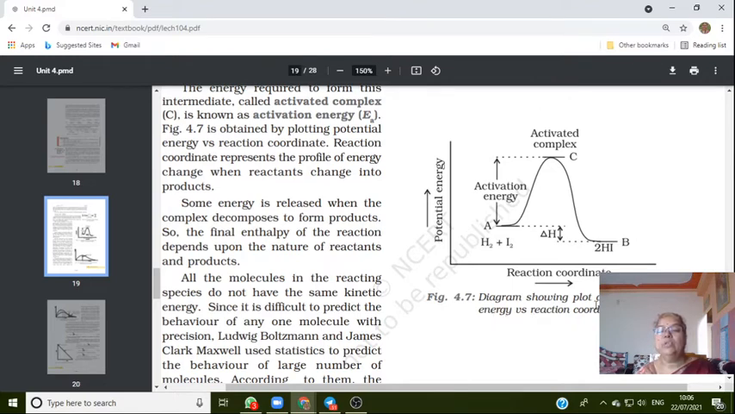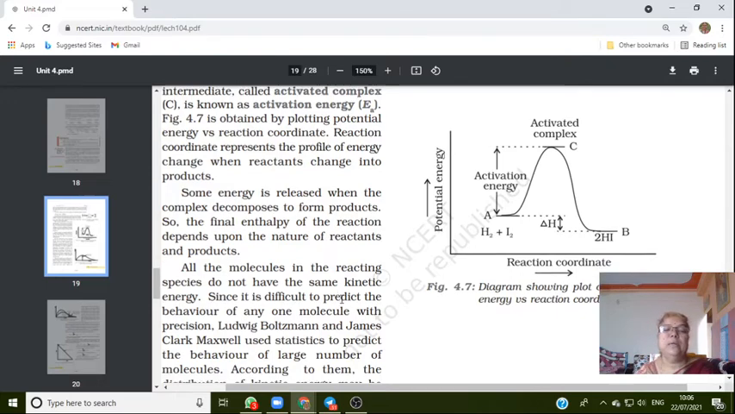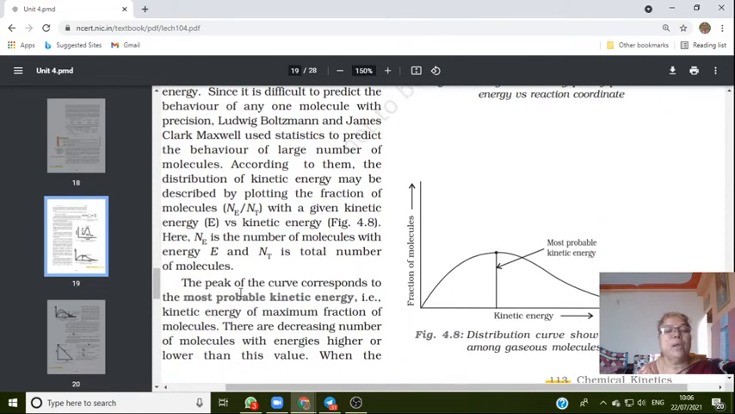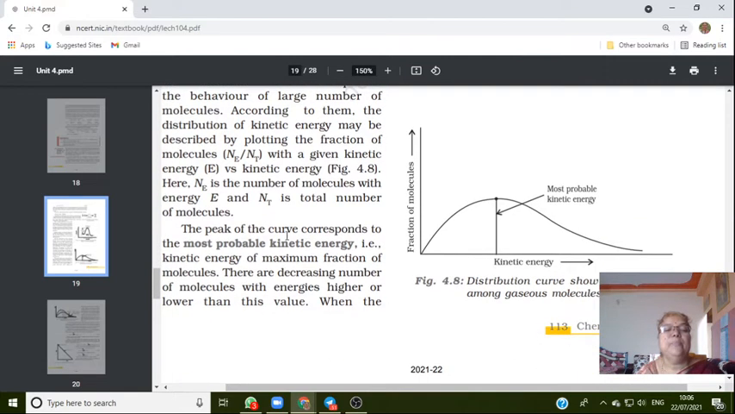This diagram shows the plot of potential energy versus reaction coordinate. Then here, when we plot the graph of fraction of molecules versus kinetic energy, this is the nature of the graph, and this is called the most probable kinetic energy. Here the peak of the curve corresponds to the most probable kinetic energy, that is, the kinetic energy of a maximum fraction of molecules.